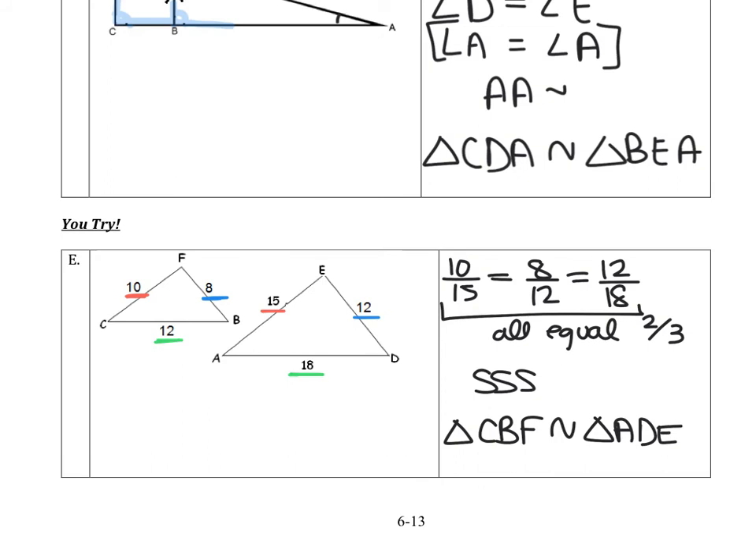And your statement should be CBF is similar to ADE. Of course, you might have chosen a different order for your letters, so maybe you did BFC, that would have to match DEA. Just make sure you're going in order. So I started here, and then I went in this rotation, so I did the same thing with my second triangle.